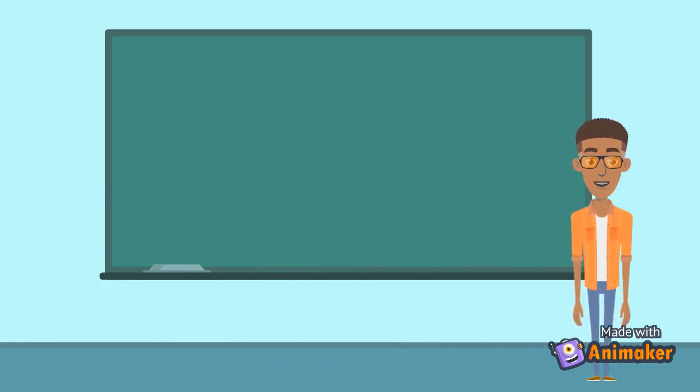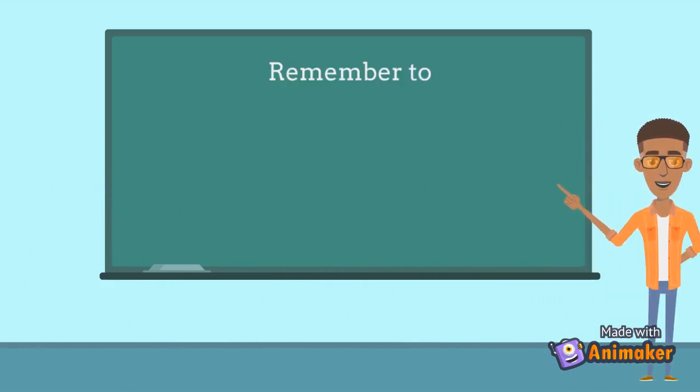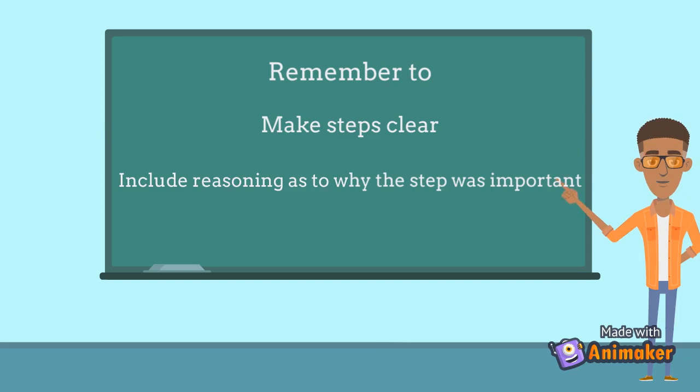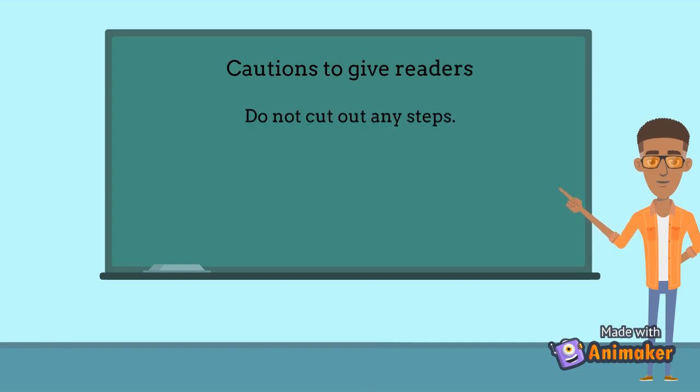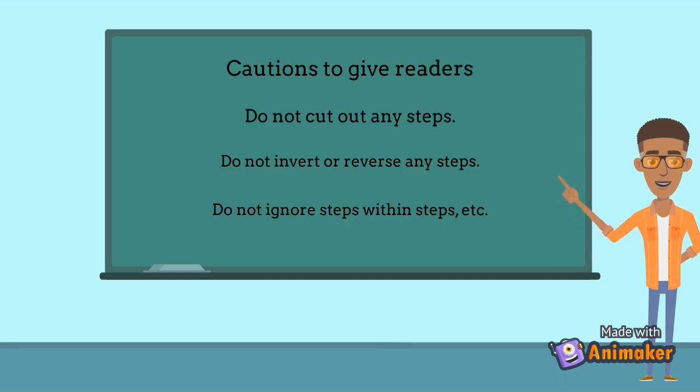When writing a process analysis essay, a key area is making your sequence of steps as clear as possible to the reader. When done writing the step, include why the step is needed or important. Depending on the process you are explaining, you may have to give the reader cautions such as: do not cut out any steps, do not invert or reverse any steps, do not ignore steps within steps, etc.